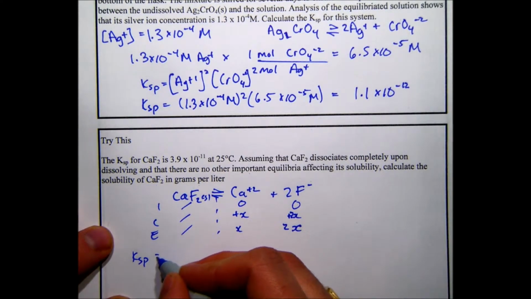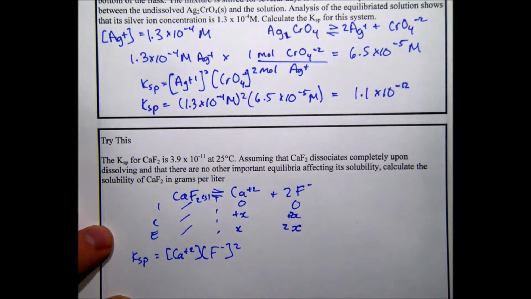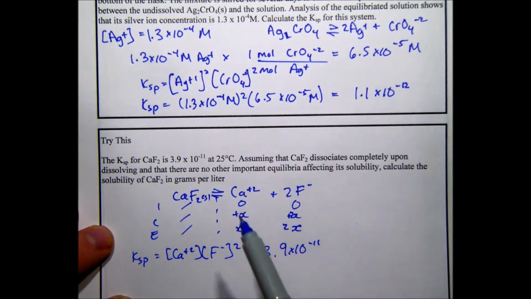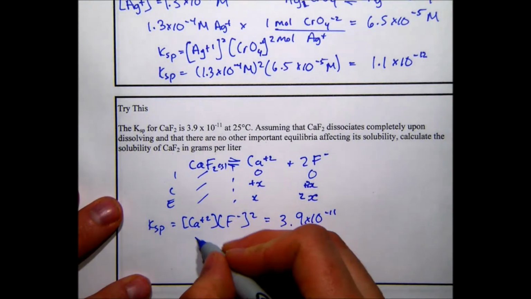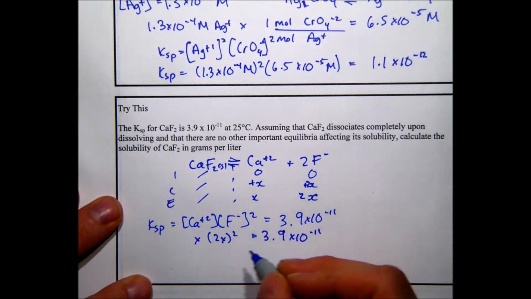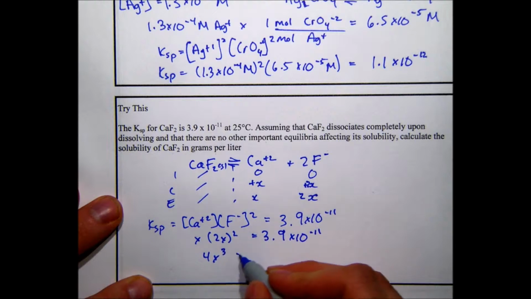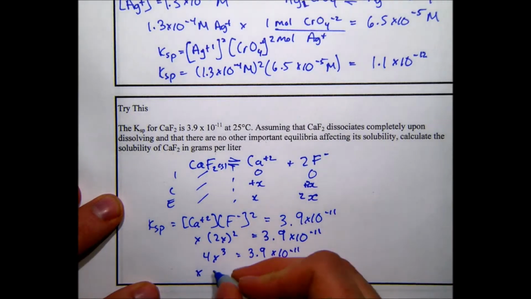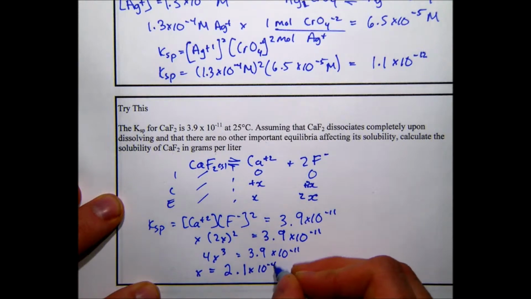So Ksp is equal to the concentration of Ca 2+ times fluoride minus squared equals 3.9 times 10 to the negative 11, which is given to us in the question. So we end up with x times 2x all squared equals 3.9 times 10 to the negative 11. Simplifying that, 4x cubed equals 3.9 times 10 to the negative 11. So x must be equal to 2.1 times 10 to the negative 4 moles per liter.